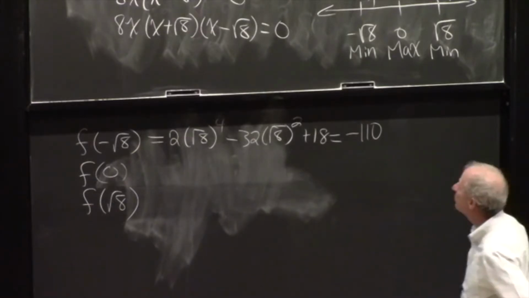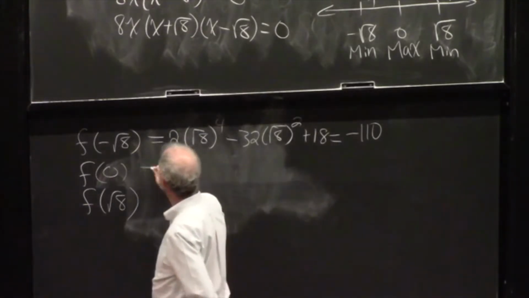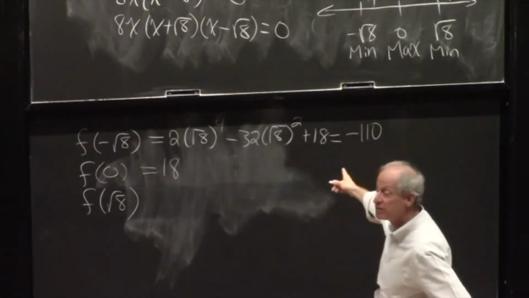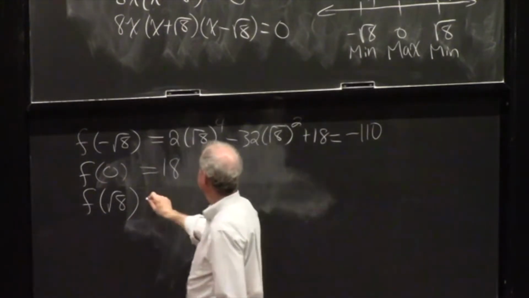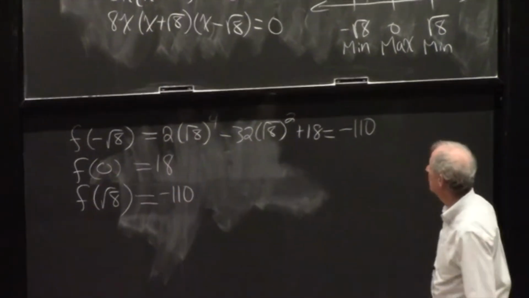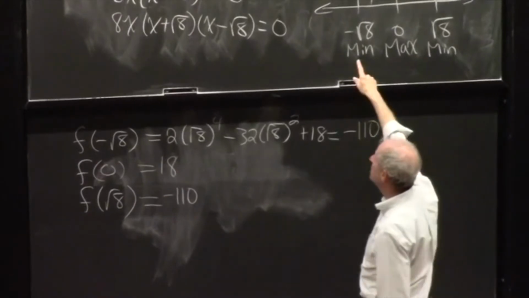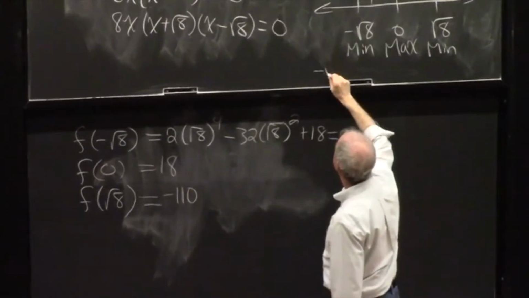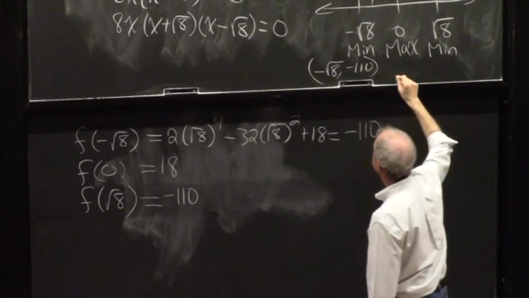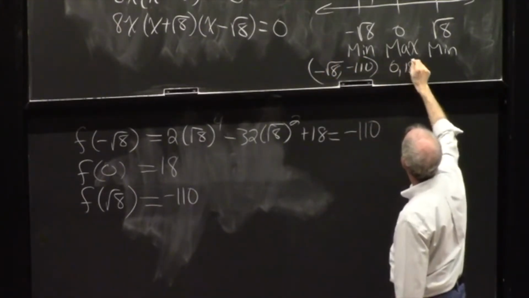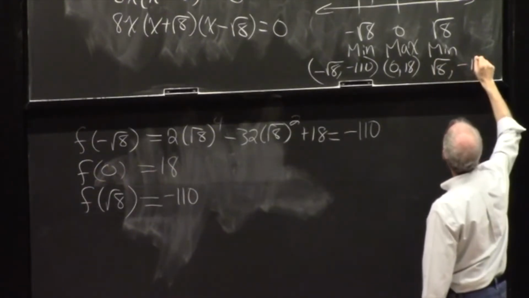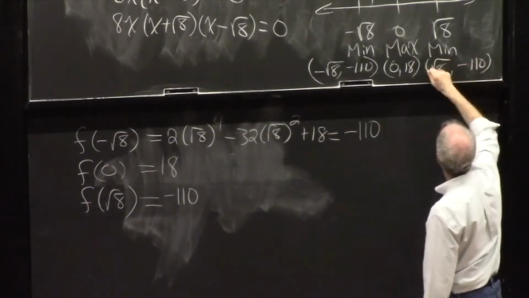All right. If I plug in 0, I get 18. And if I plug in positive square root of 8, I'm going to get the same thing as when I plugged in negative square root of 8. So you get negative 110 again. So therefore, I have a minimum at negative square root of 8, negative 110, a maximum at 0, 18, and a minimum again at the positive square root of 8, negative 110.